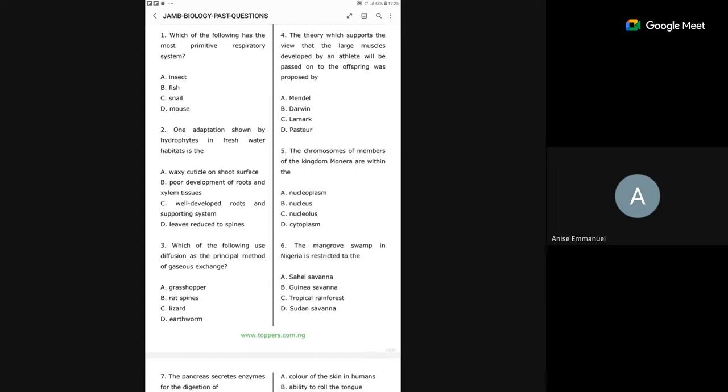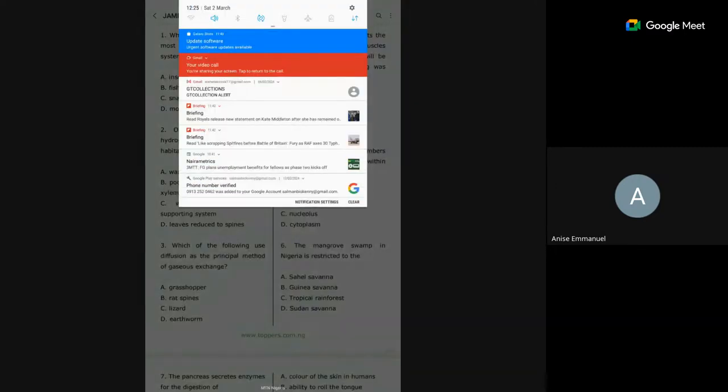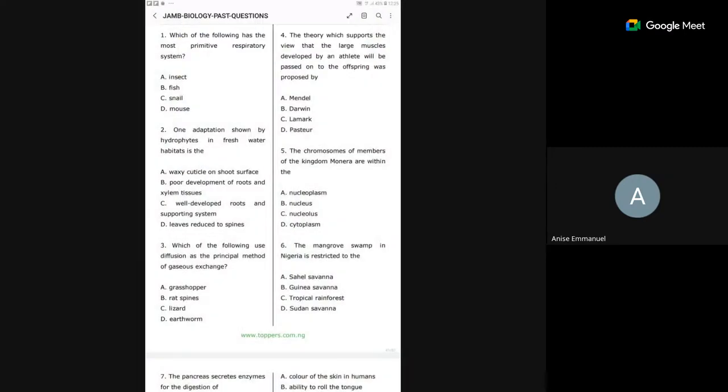Number six is talking about biomes in the world, the savanna and the tropical rainforest and the like. So the mangrove swamp in Nigeria is found in what parts? The Sahel savanna, the Guinea savanna, the tropical rainforest, or the Sudan savanna? Please, can you see my screen? Yes, we can see it.